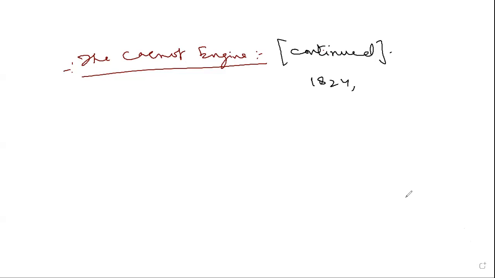Now today we are going to discuss Carnot cycle. Now the Carnot cycle, that is the cycle performed by the working substance of the Carnot engine. It has 4 steps.